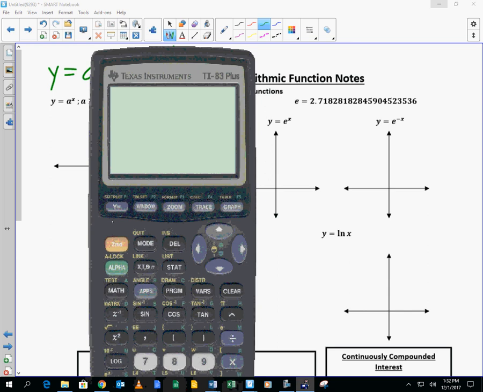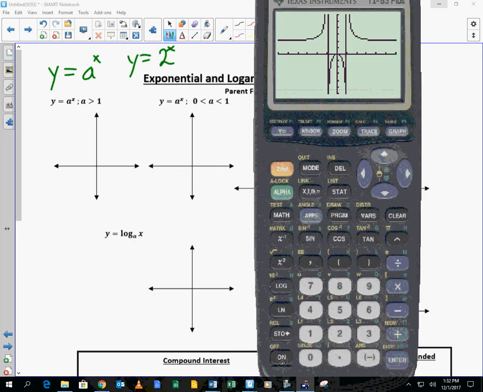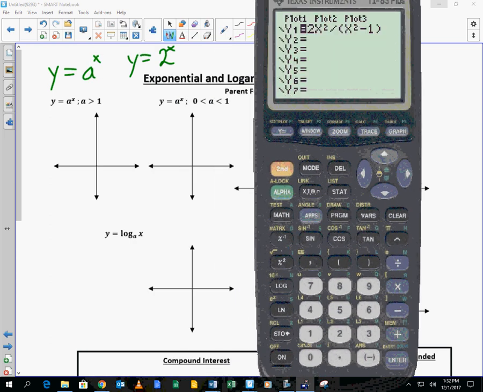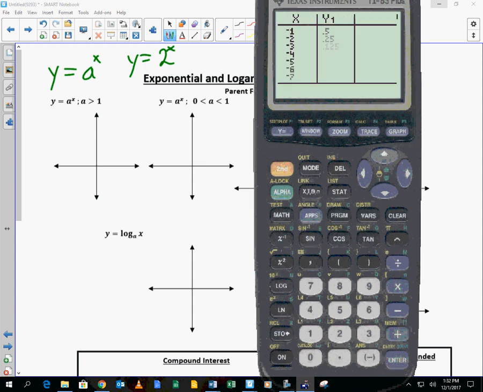And so I'm going to take out my calculator. We're going to look at some table values so we can investigate what's going on. 2 to the x. And I'm going to go to my table, and I'm going to type in values of 0, 1, 2, 3, 4, 5, 6. Okay? And first of all, anything to the 0 power is 1. So it passes through 0, 1.